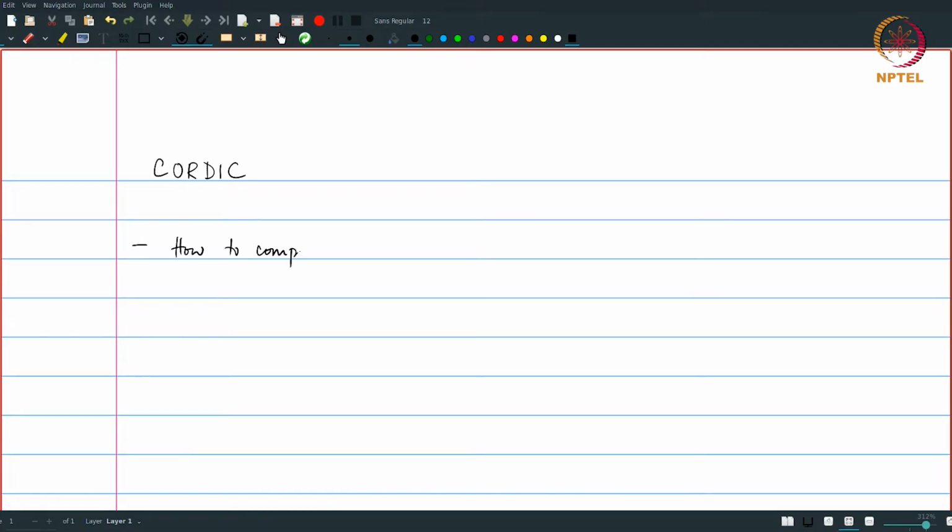cosine of a given angle theta and, related to that, the sine of the angle theta. The first thing we are going to assume is that I am working with a number representation which could be some kind of fixed point. Actually, it does not really matter too much. It could also be floating point.